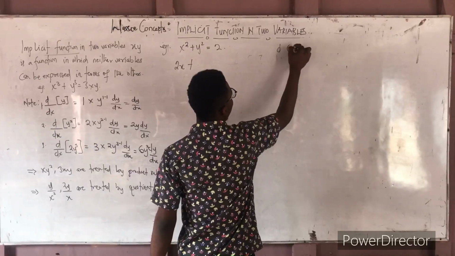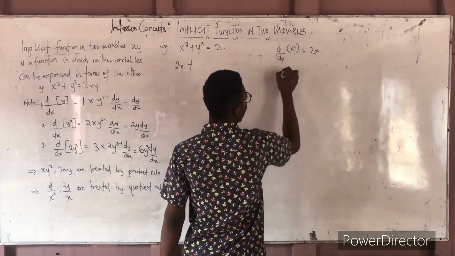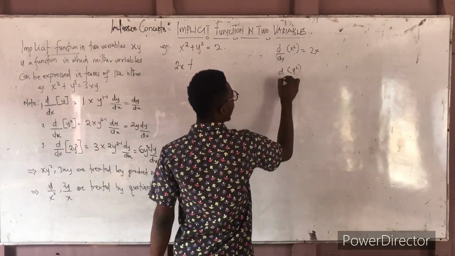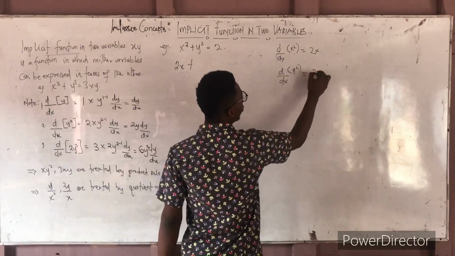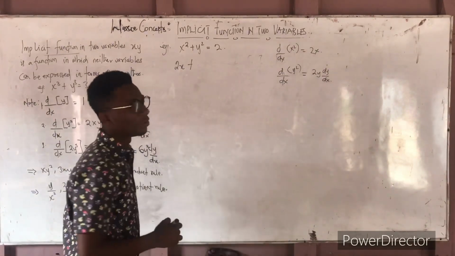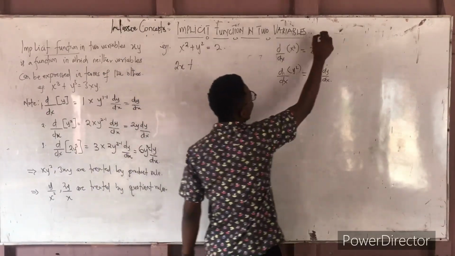The derivative of x squared is equal to 2x. The derivative of y squared with respect to x is 2y dy on dx. Please, do you get it now? So now you see that anytime you see x, take the x as a function.